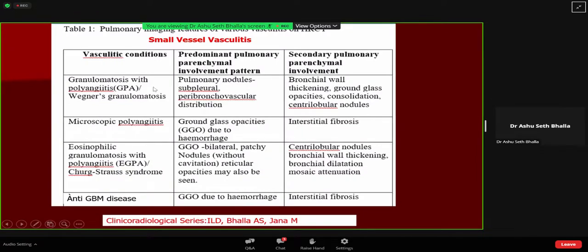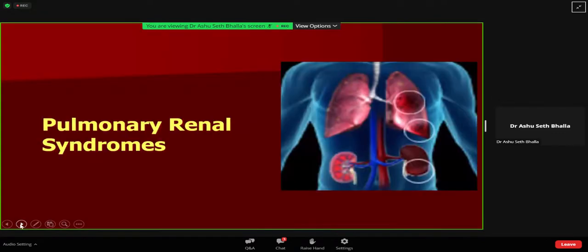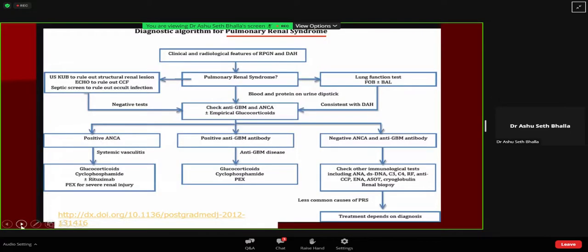So let us look at pulmonary imaging of various vasculitis. We'll just reinforce: GPA, pulmonary nodules, subpleural, peribronchovascular, major airway involvement, central airways. And in the periphery, you can get ground glass nodules, centrilobular nodules. MPA, mainly DAH and interstitial fibrosis. EGPA, airway disease with eosinophilia. Anti-GBM disease, pulmorenal syndrome. So these are the 4 types of common small vessel vasculitis pictures. These are known as pulmorenal syndromes.